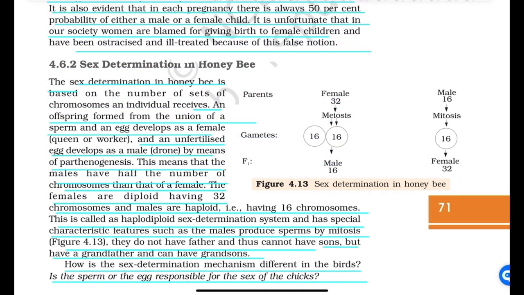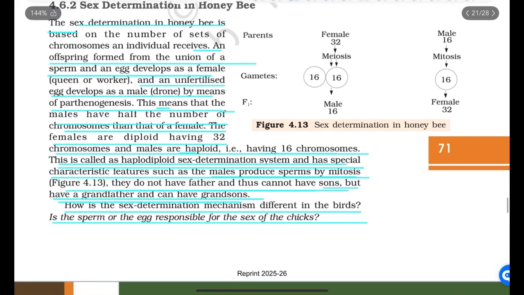Sex determination in honeybee. The sex determination in honeybee is based on the number of sets of chromosomes an individual receives. An offspring formed from the union of a sperm and an egg develops as a female, and an unfertilized egg develops as a male by means of parthenogenesis. This means that the males have half the number of chromosomes of the female. The females are diploid, having 32 chromosomes, and males are haploid, having 16 chromosomes. This is called the haplodiploid sex determination system and has special characteristic features, such as males producing sperm by mitosis. They do not have a father and thus cannot have sons, but have a grandfather that can have grandsons.